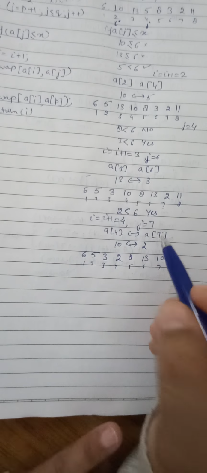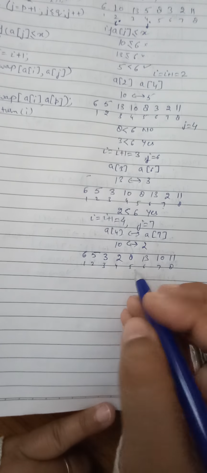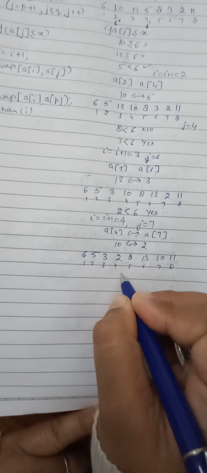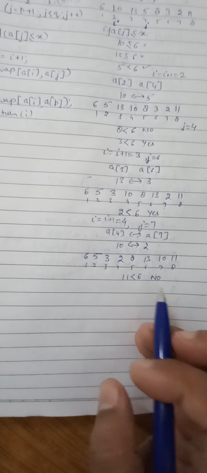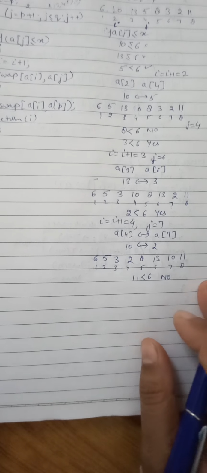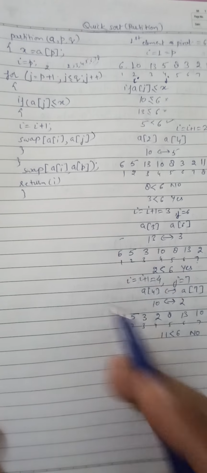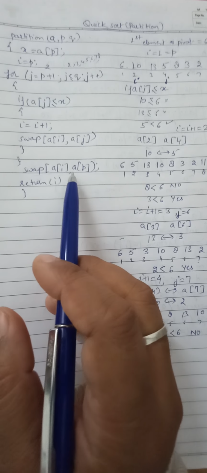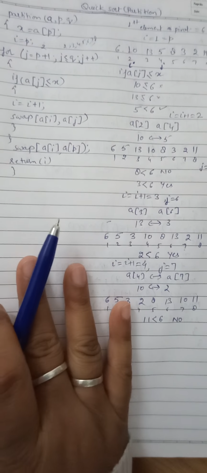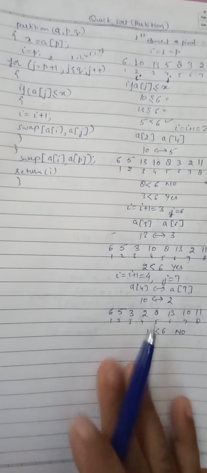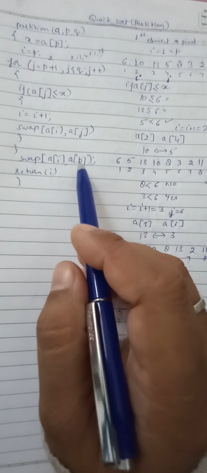Now J is at the 7th position, so for the 8th position we will compare. Is 11 less than 6? No. So now the whole comparison is over, and there is no need for swapping. What is the end step of the algorithm when swapping is completed? When all the comparisons of the elements are completed, then what will we do? We will swap A[I] with A[P].